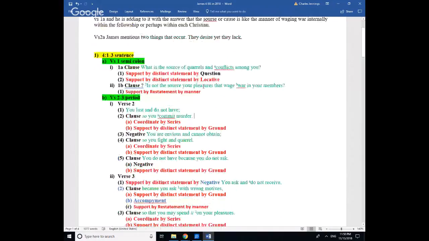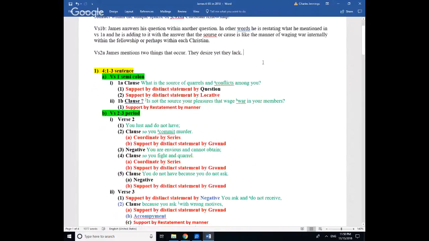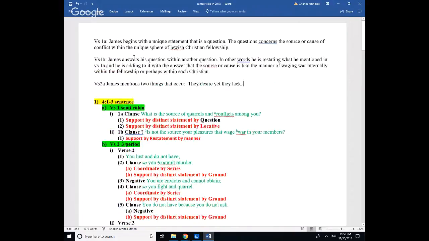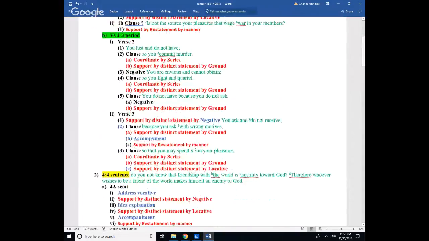So then you would go into verse 2 and you would say they desire yet they lack. Then you could go into talking. I'll do this verbally because it's taking too long, but I'm just showing you could type things out like this. It almost sounds like a commentary, and of course it's going to be loose and broken, but it's a way for you to get through the process. But I'll just do it verbally so you get the idea. Okay. All right. So you lust and do not have.